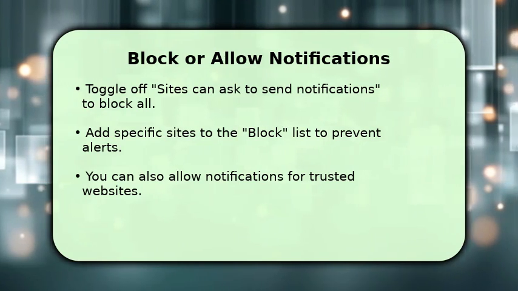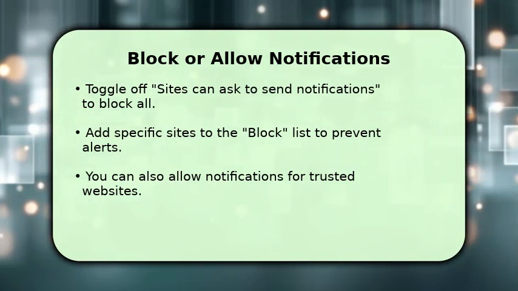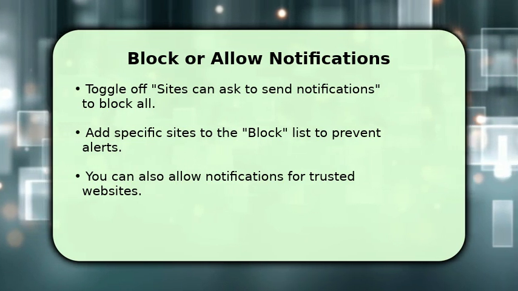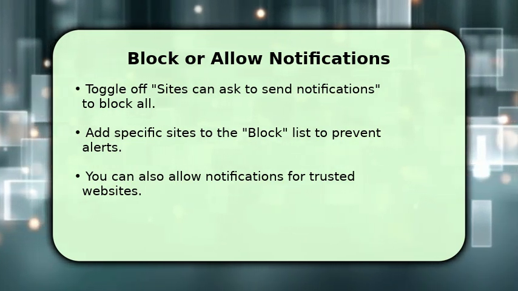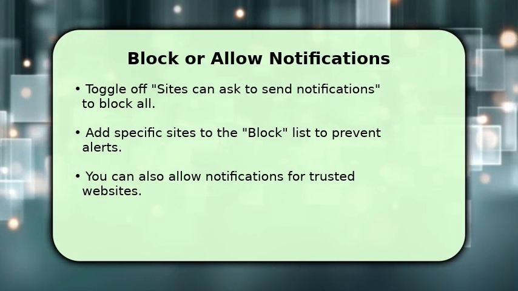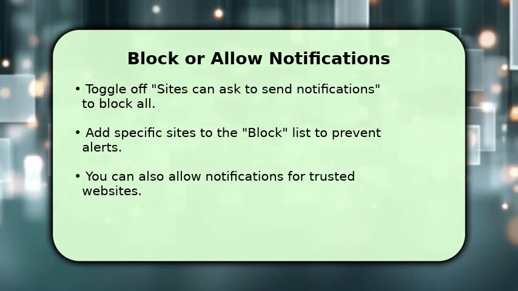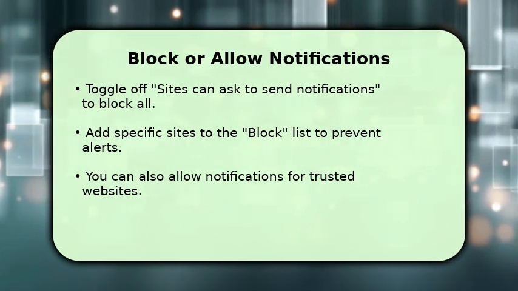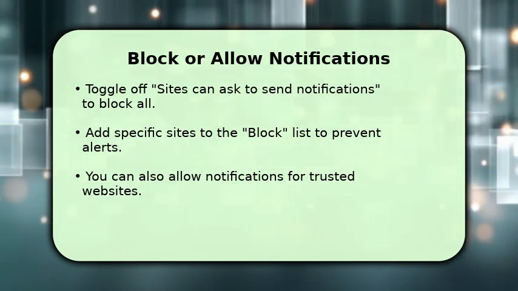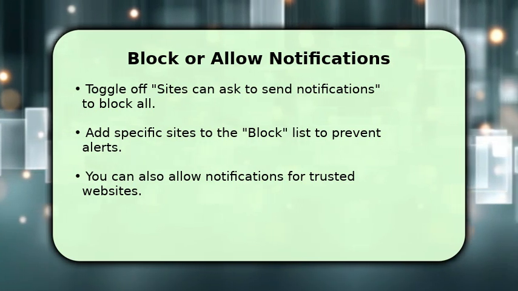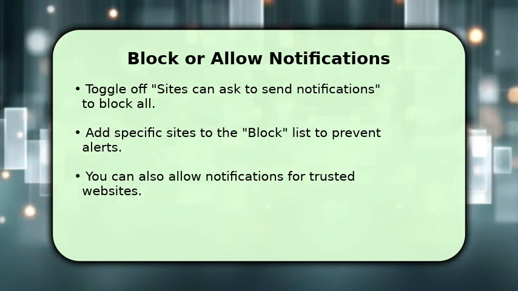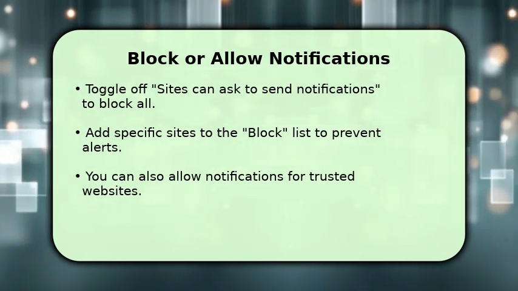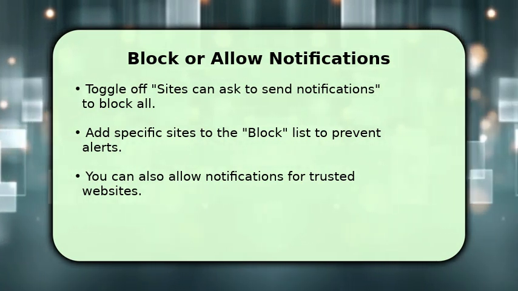Inside the Notifications section, you'll see a toggle that says sites can ask to send notifications. To block all future requests, simply switch this toggle to the off position. Alternatively, you can scroll down to the block and allow lists. Here, you can manually add or remove specific websites, giving you precise control over which sites can send you notifications and which cannot. This flexibility ensures you only receive alerts from sources you truly value.